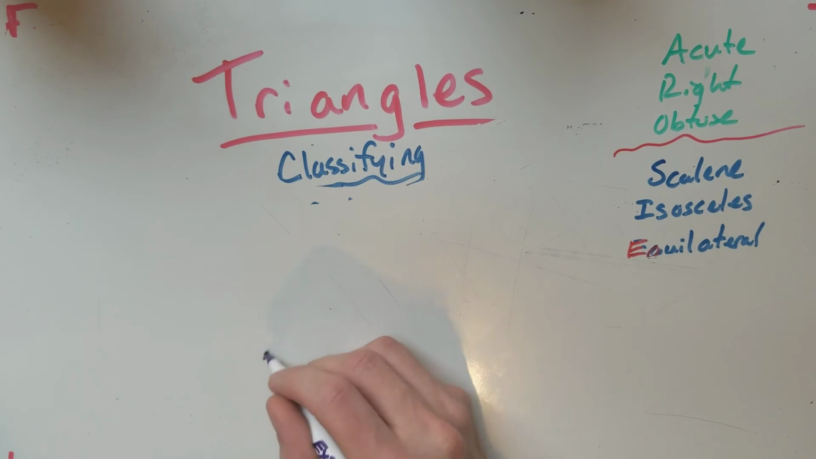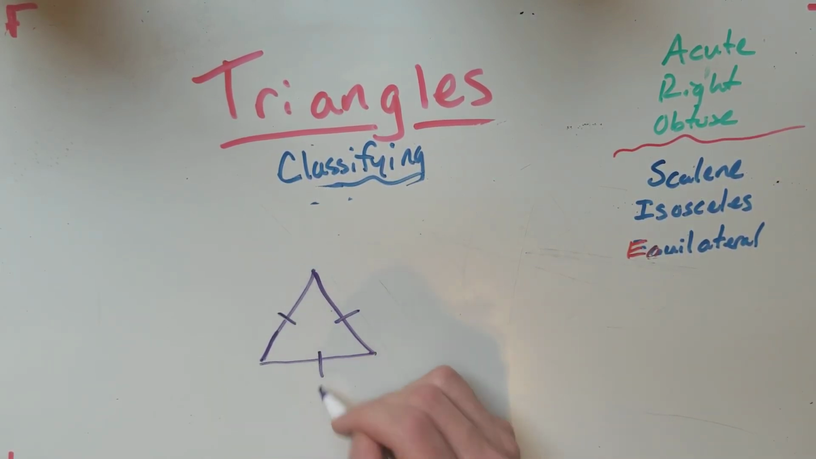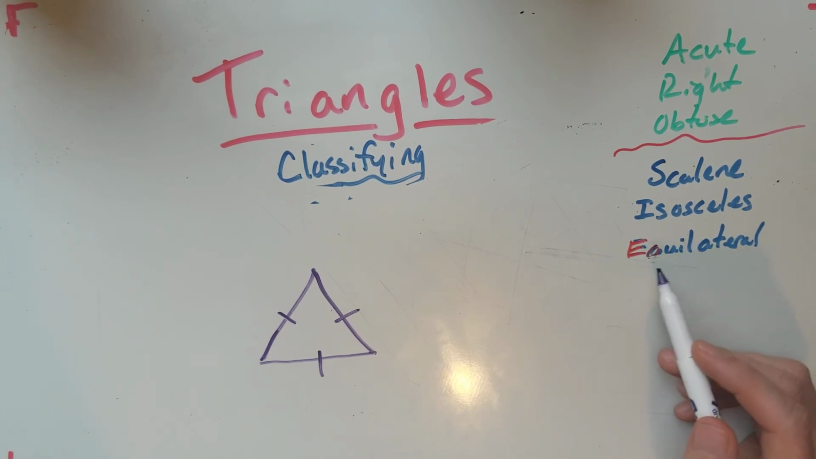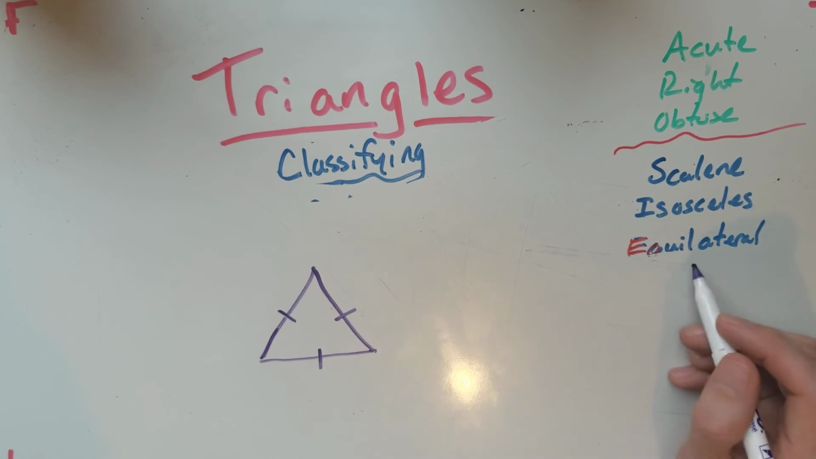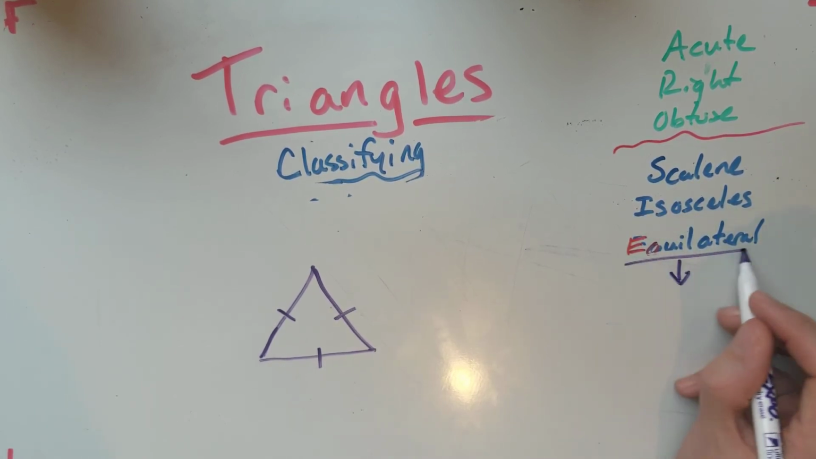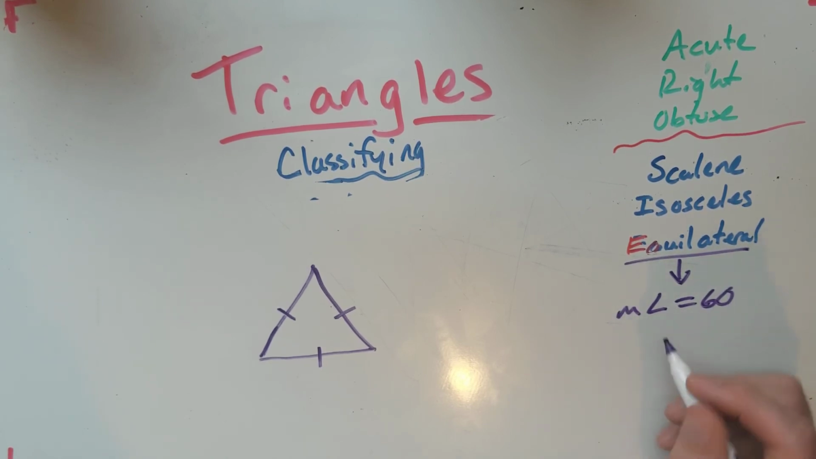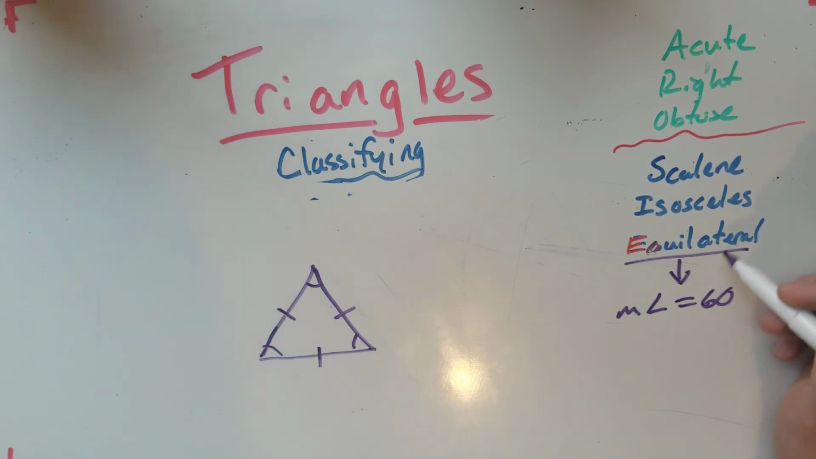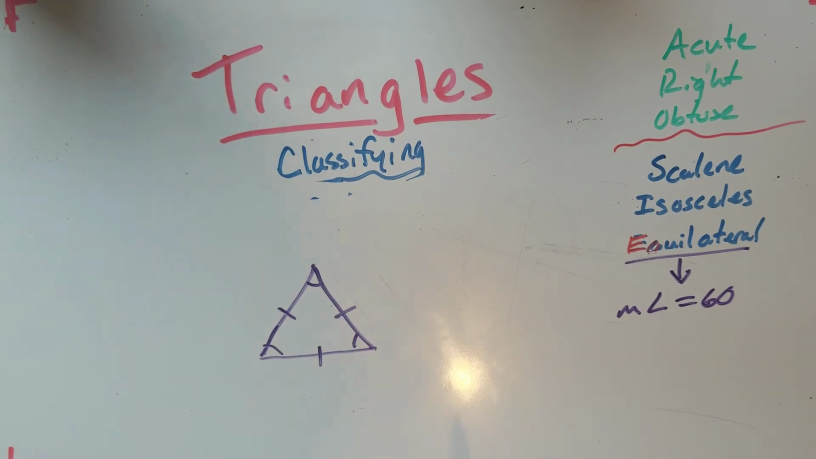And let's say we have this one. I want to talk about this one. If we have this triangle, well, we have 3 equal sides, so we would call it equilateral. And we can also classify this by its angles, because in every equilateral triangle, all the angles equal 60 degrees. The measure of every angle will always equal 60 in an equilateral triangle. So an equilateral triangle is always acute, which is something that's really nice to know.